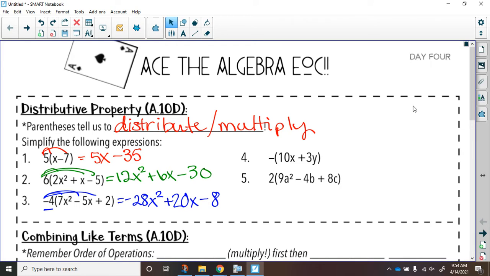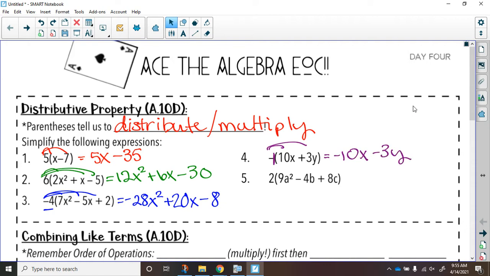For number 4, I don't really see a number there, but I do see a negative sign. And what this represents is a negative 1. So there is a negative 1 out front, so all it's going to do is flip the signs. Whatever is positive will become negative, and negative becomes positive. So we have negative 10x minus 3y.